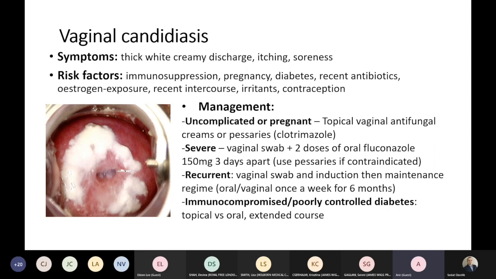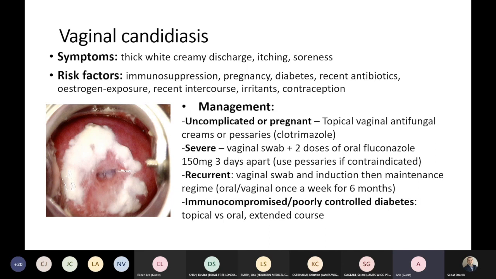If the symptoms are more severe or persisting, then we can consider some swabs, and we can do an induction regimen with oral fluconazole, 150 milligrams, 3 days apart. And often, together with the topical treatments, this in itself can make a massive difference in treating the thrush.